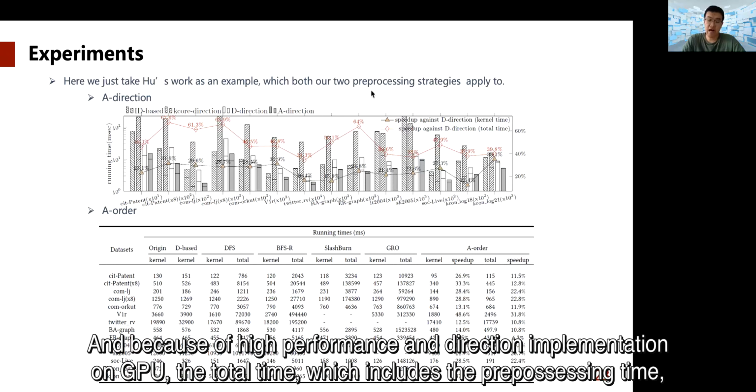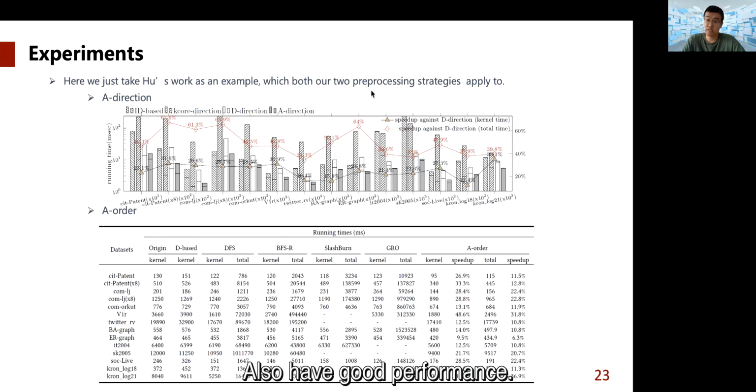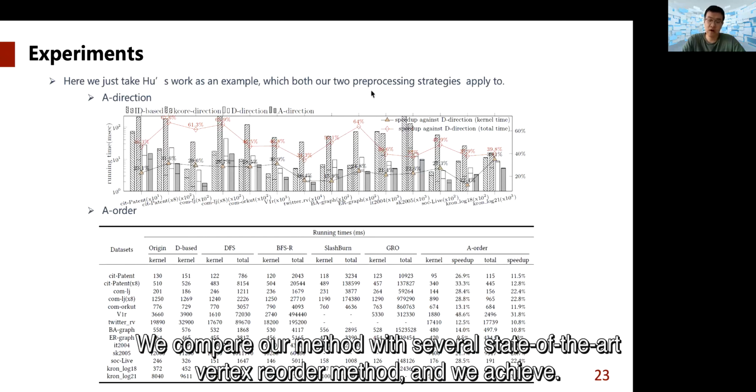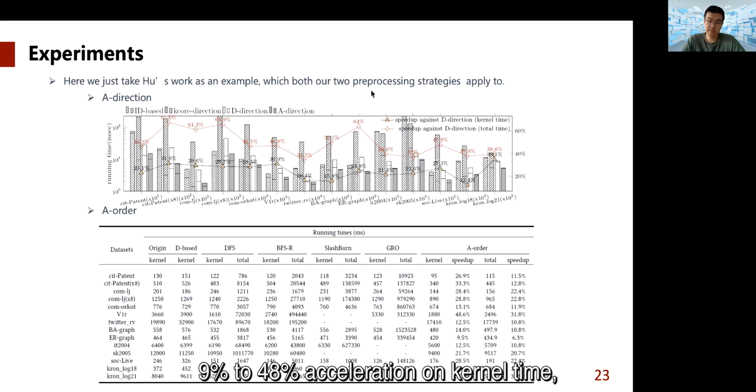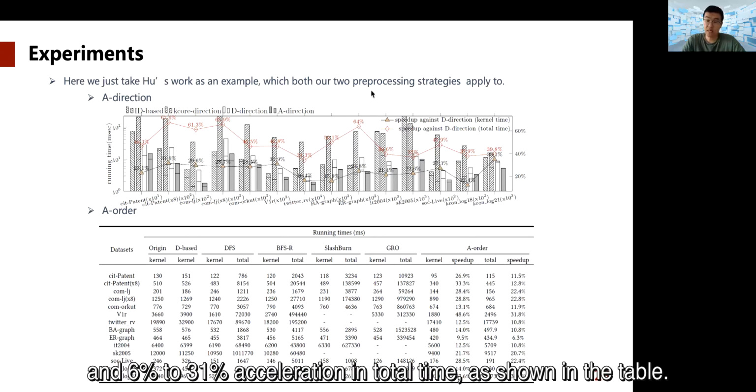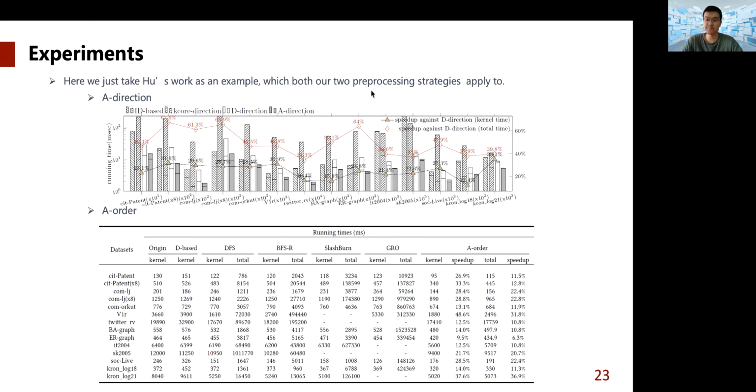And because of our high-performance A-direction implementation on GPU, the total time, which includes the preprocessing time, also has good performance. We compare our method with several state-of-the-art vertex reordering methods, and we achieve 9% to 48% acceleration on kernel time, and 6% to 31% acceleration in total time, as shown in the table.